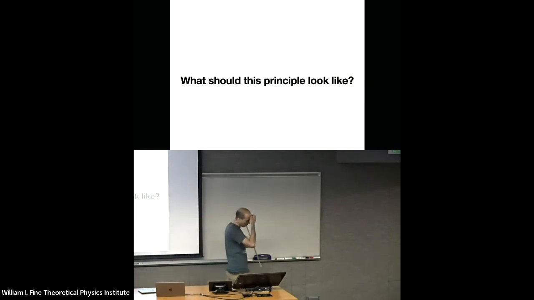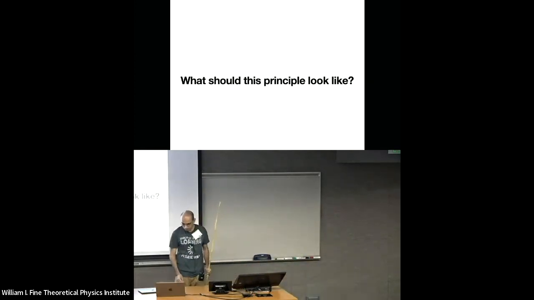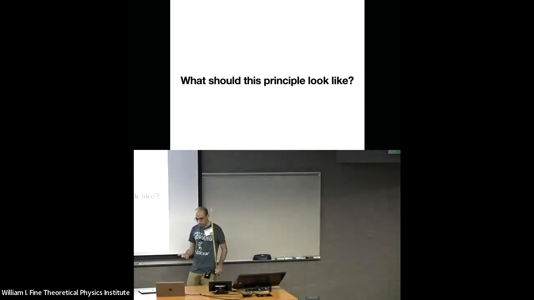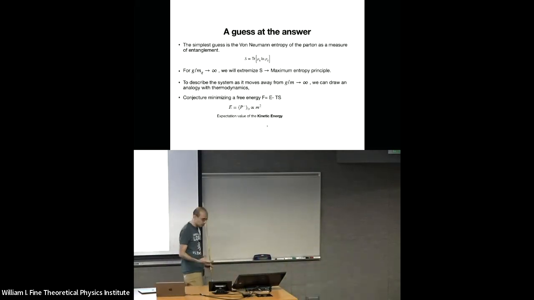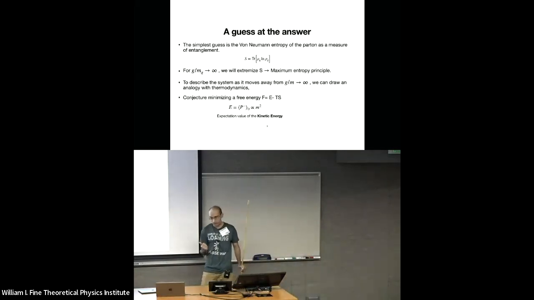So what should this principle look like? We have some clue as to what it should be. We know that in the infinite coupling limit, it should be maximally entangled. So at least in that regime, we can make a simple guess, which is to see whether some kind of an entropy measure or entanglement entropy measure would work as an organizational principle for this bound state structure.